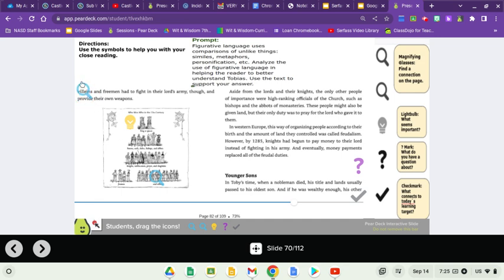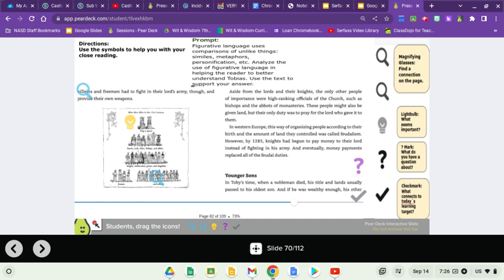Whenever you're wondering, substitute, class, anybody, what to do with those connections, and there's a picture on the page, match the magnifying glass to the picture and put the other one to the words that match. All right. And we'll do page one together. Aside from the lords and their knights, the only other people of importance were high ranking officials of the church, such as bishops and the abbots of monasteries. These people might also be given land, but their only duty was to pray for the Lord who gave it to them.